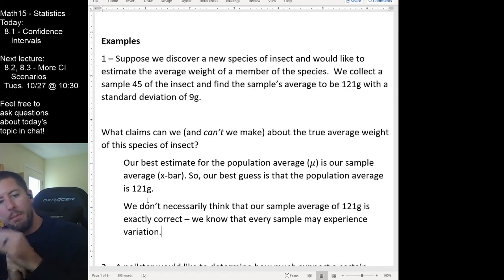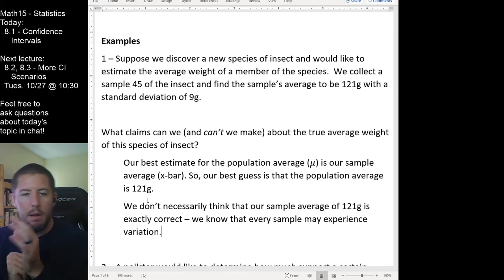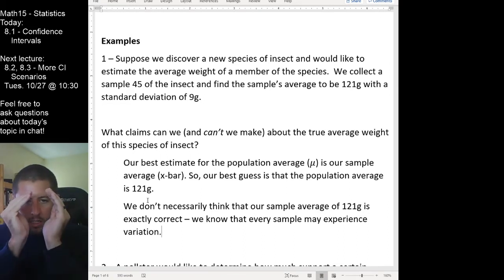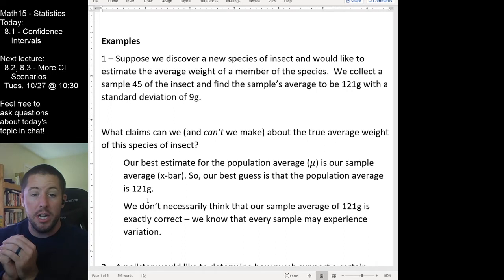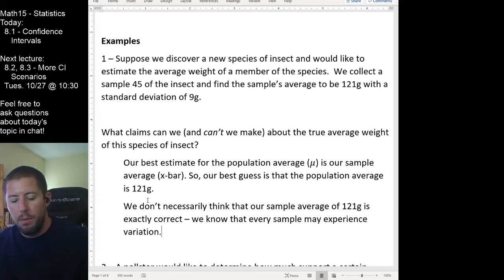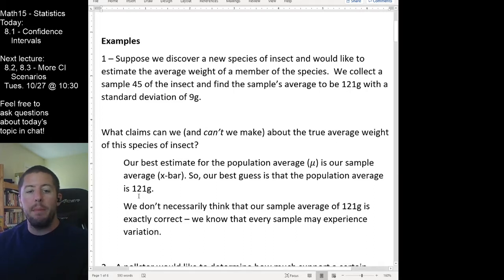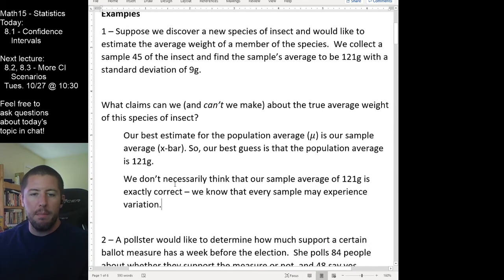So I'm thinking it might be something a little bit bigger than X bar. It might be something a little bit lower than X bar, but it should be near whatever our sample average is. We should be able to form an interval around X bar where we are confident that the true value of our population average mu must actually live. Right? So what we can state and what we can't state here are, we think that 121, since it's our sample average, is a pretty good guess for our population average, but we don't necessarily think it's exactly correct because we know that there could definitely be some variation within the sample that we drew.